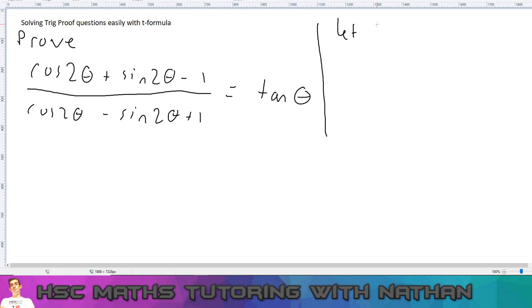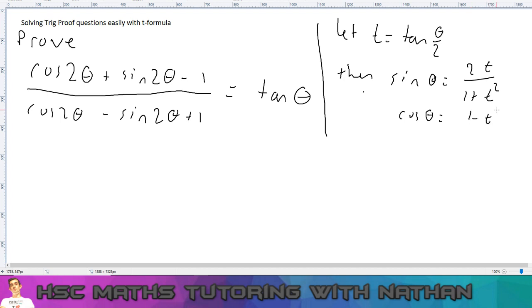So t-formula starts with let t equal tan theta on 2, that's the traditional. Then sine theta equals 2t on 1 plus t squared. Cos theta is 1 minus t squared on 1 plus t squared. And tan theta is 2t on 1 minus t squared. So this is the traditional standard t formula, but it's not the only instance you can use it, when you have theta on 2 and theta.